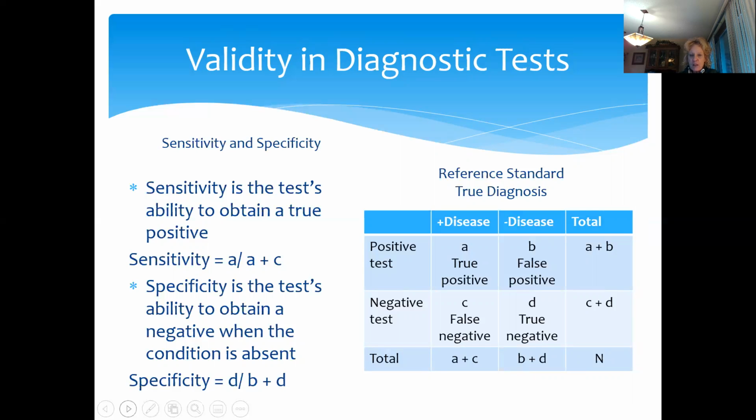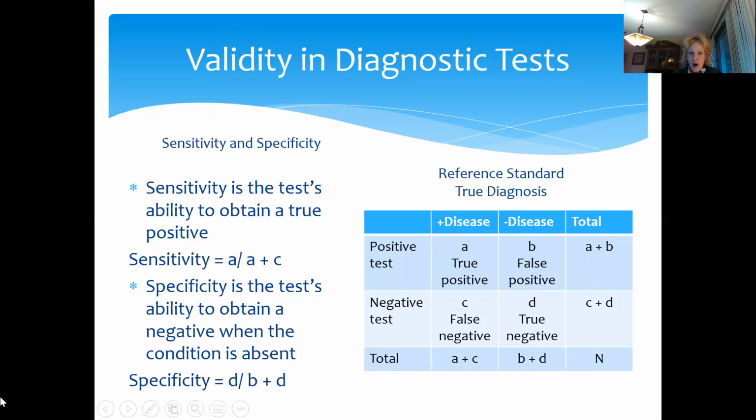So your reference standard is your true diagnosis, and in the case of strep throat, it's usually compared to an actual plated specimen and whether or not that organism grows out on the culture. But what you want to do with the sensitivity is look at the formula A over A plus C.